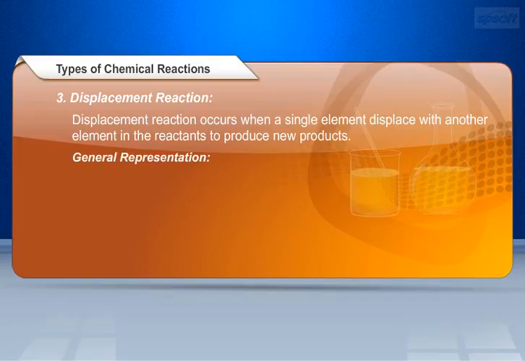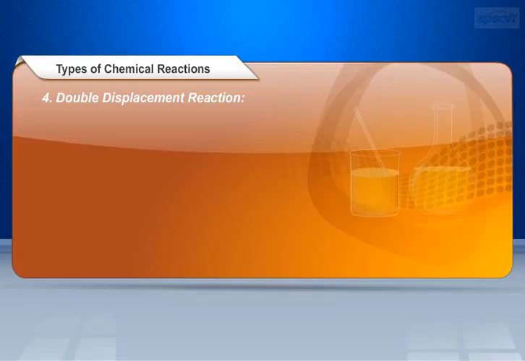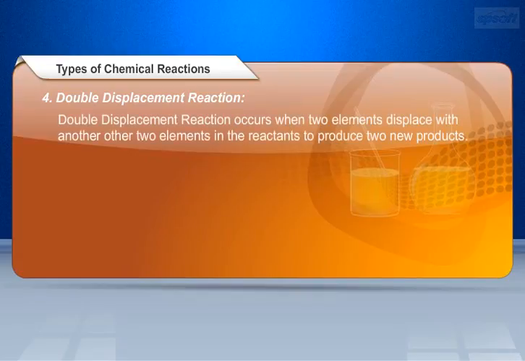The next important reaction is double displacement reaction. Double displacement reaction occurs when two elements displace another two elements in the reactants to produce two new products. In double displacement reactions, elements get displaced with the other elements on the reactants' side. The general representation is AB plus CD gives AD plus BC. Let us understand it better with examples. The word equation is sodium sulfate plus barium chloride gives barium sulfate plus sodium chloride. So, the chemical equation is.